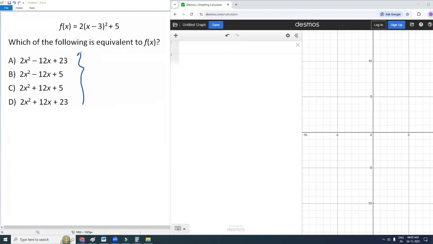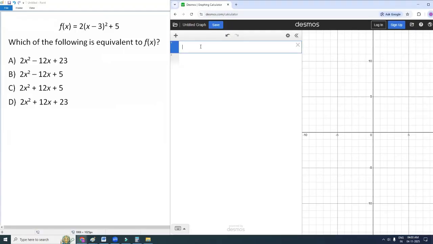When we go over the answer choices, we have the quadratic function in standard form, that is ax squared plus bx plus c. Now usually we expand the square of the binomial over here and simplify and get the standard form of a quadratic function. But instead of that, we can use Desmos and solve this problem easily.